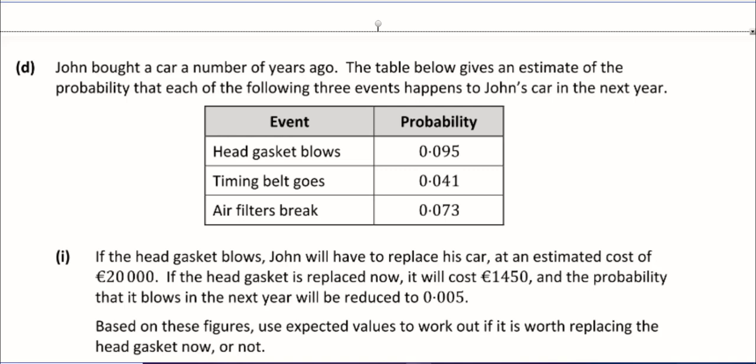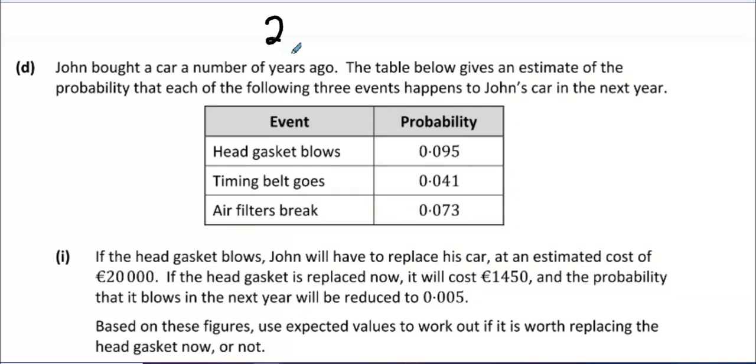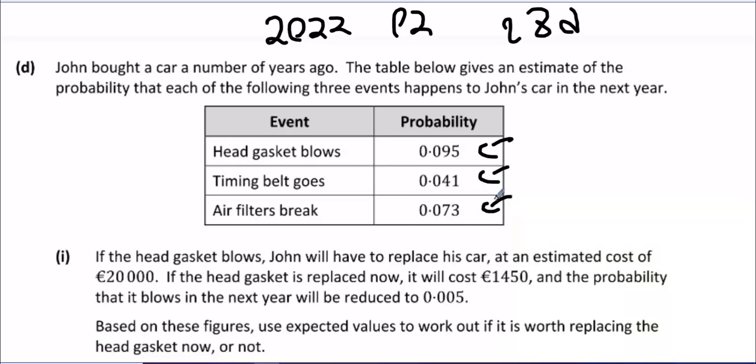Bought a car a number of years ago. So this is 2022, paper 2, question 8, you said? 8D. Okay. John bought a car a number of years ago. The table below gives an estimate of the probability that one of the 3 events happens to John's car. So head gasket, timing belt, or air filter breaks.